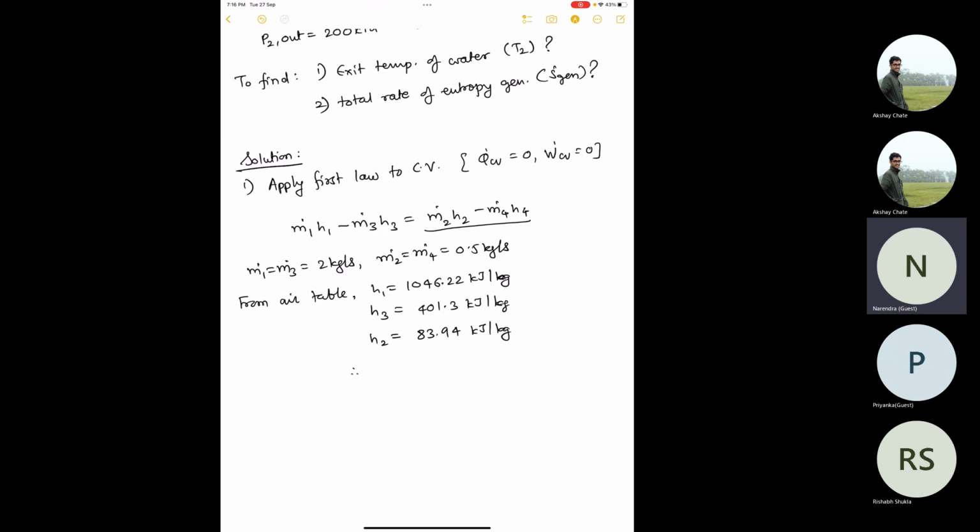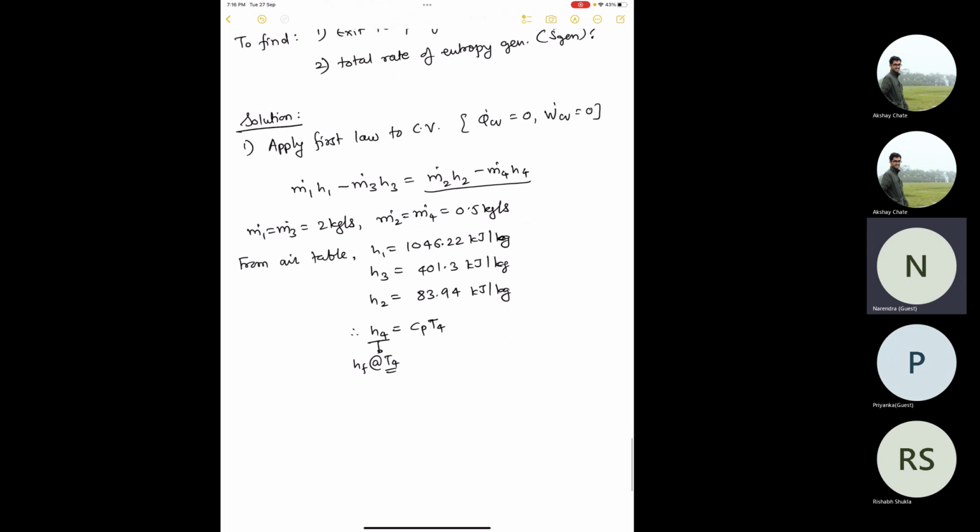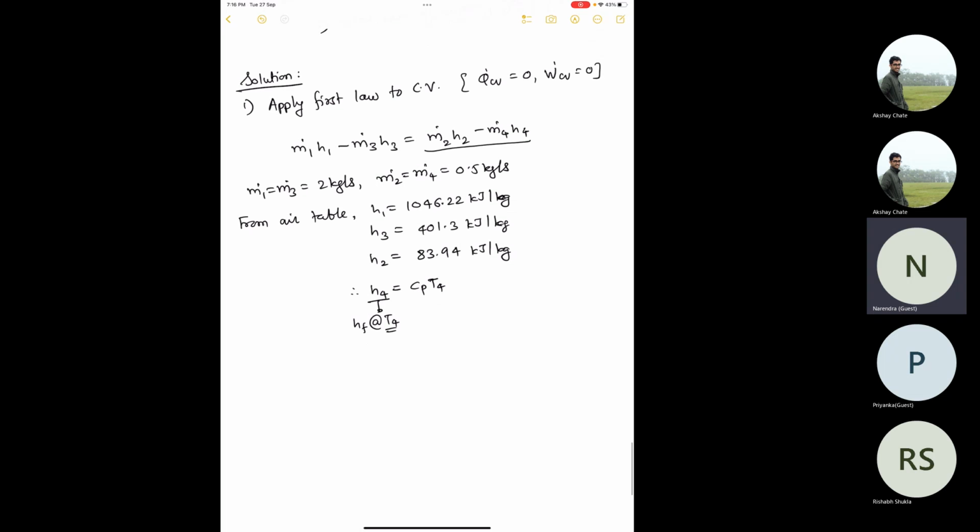So now you can find H4, and that will be CPT4, or you can go back to the steam table and see that this H4 corresponds to which HF at T4. So from there you can get T4. So anyway, from both the things, you should get H4 as 2663.62 kilojoule per kg.